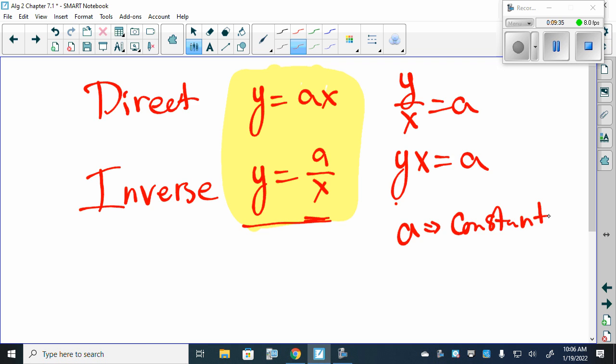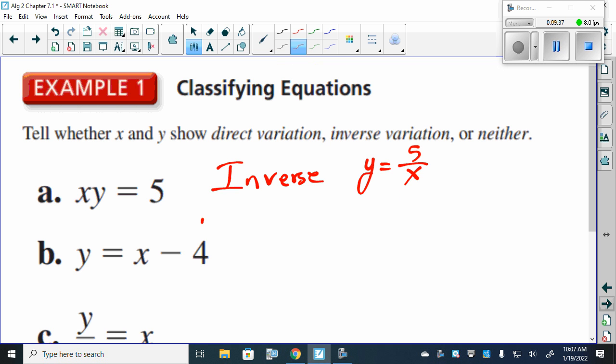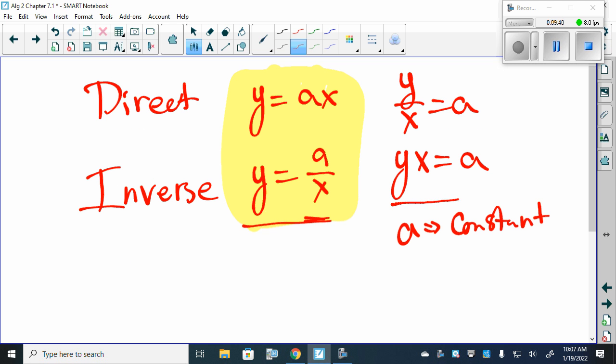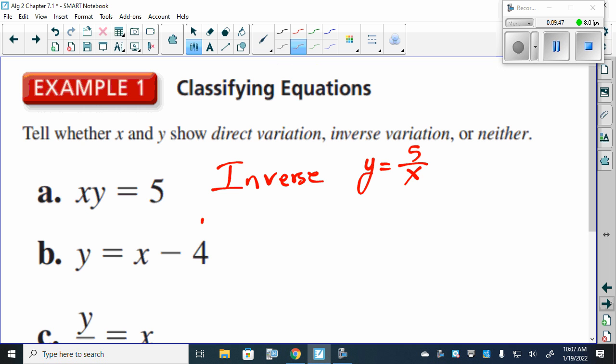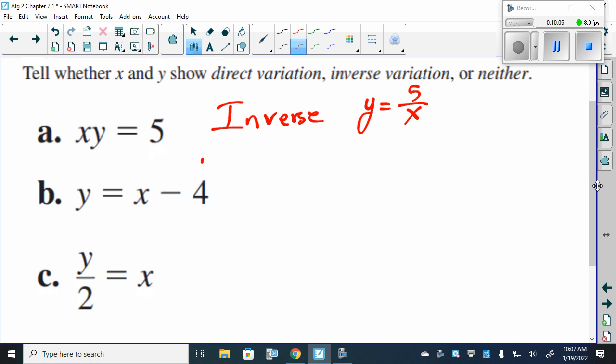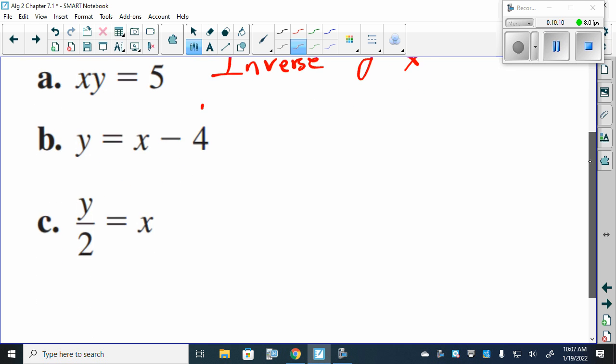So, when we look at this first one here, x times y is equal to 5. It follows along with this here, x times y is equal to a. So since it does match that, we can say that it is inverse. If I wanted to, I could divide both sides by x, which tells me y is equal to 5 divided by x, which is also represented in an inverse form. We don't have to. We're just talking about it being an inverse. Does that make sense? We'll look at B here in a second, but how about C?